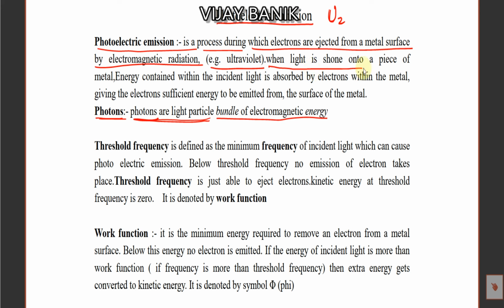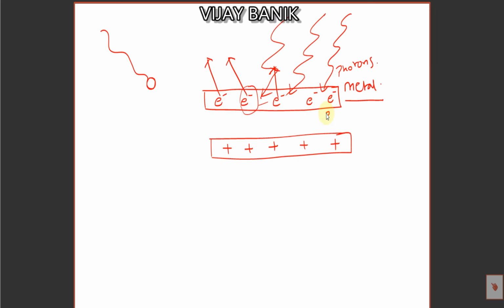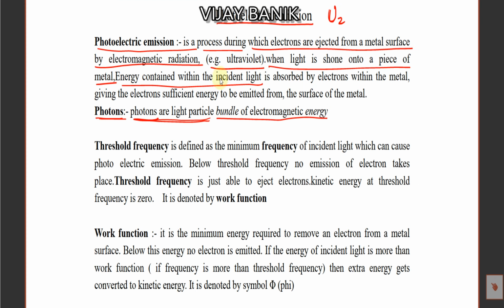When light is shone onto a piece of metal, the energy contained within the incident light is used. For example, this electron requires, let's say, 3 joules of energy, and this particular light has an energy of 4 joules. It supplies the 4 joules to this electron, and when the electron gets sufficient energy, it is ejected. So energy contained within the incident light is absorbed by the electron within the metal, giving the electron sufficient energy to be emitted from the surface of the metal. And when you lose electrons, that metal becomes positively charged.